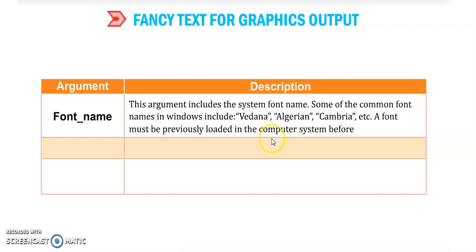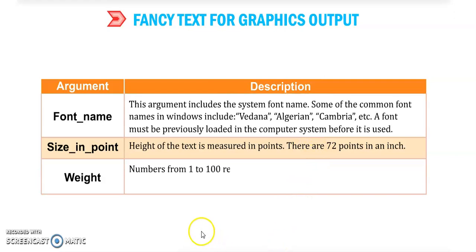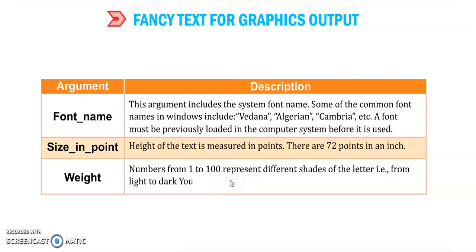Fonts must be previously loaded in the computer system before they are used. Okay, you have to install those fonts in your computer before using. Text size is in points. The height of the text is measured in points, and there are 72 points in each inch. Next, weight. Numbers from 1 to 100 represent different shades of the letters, from light to dark. You can use 25 for light, 50 for normal and 75 for bold.